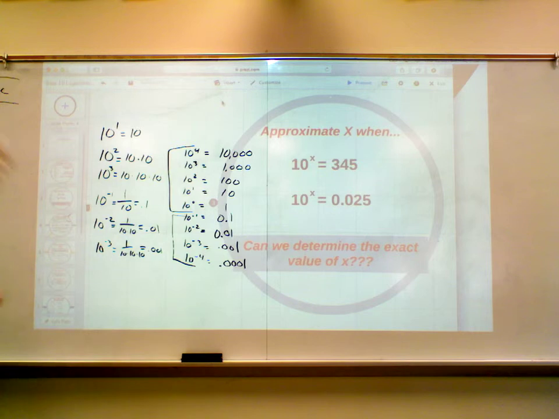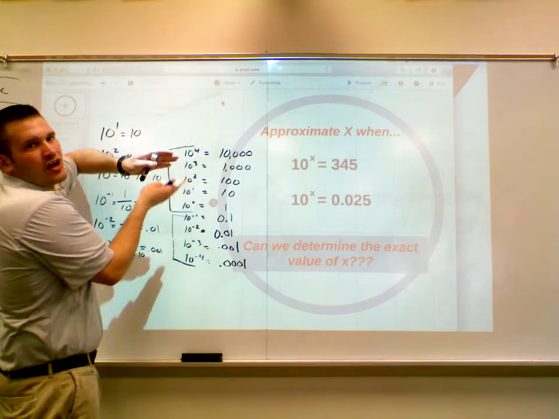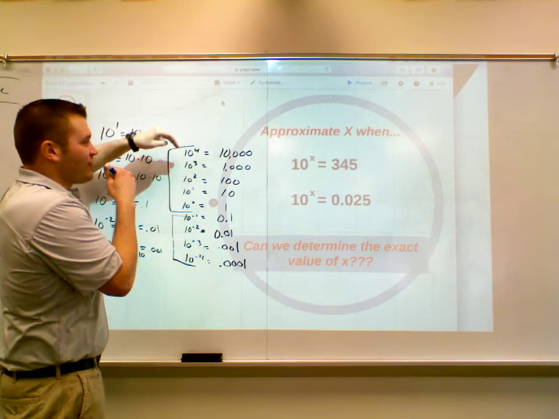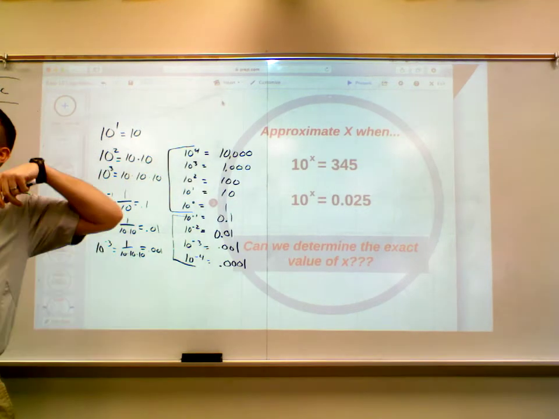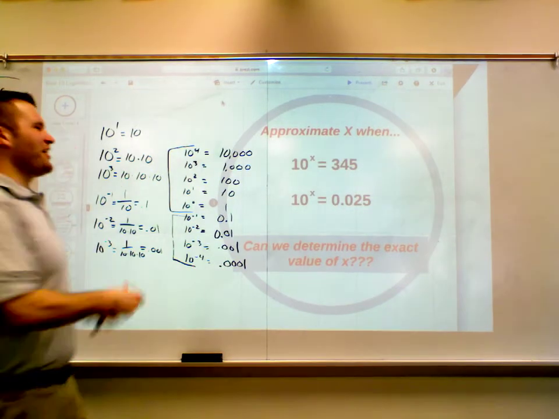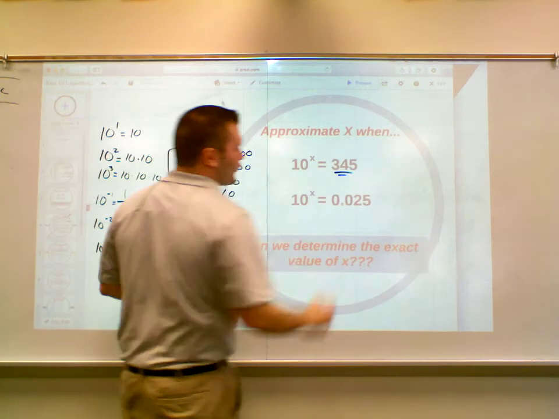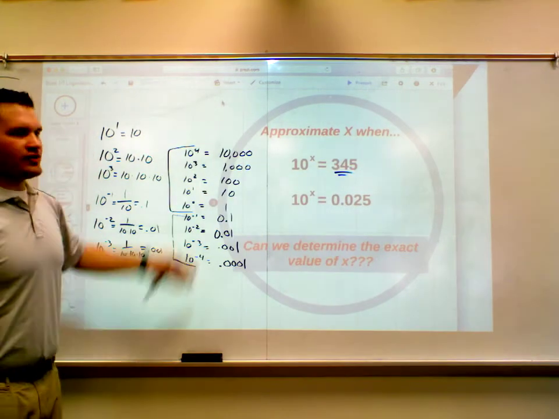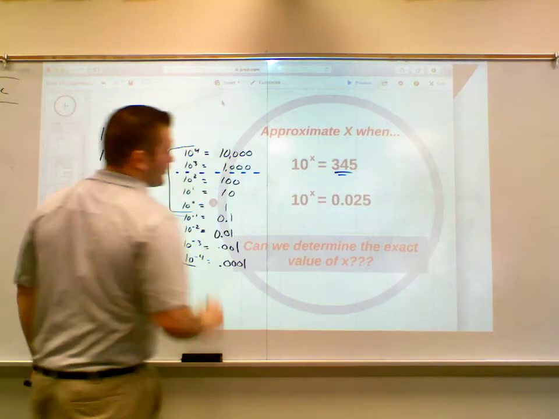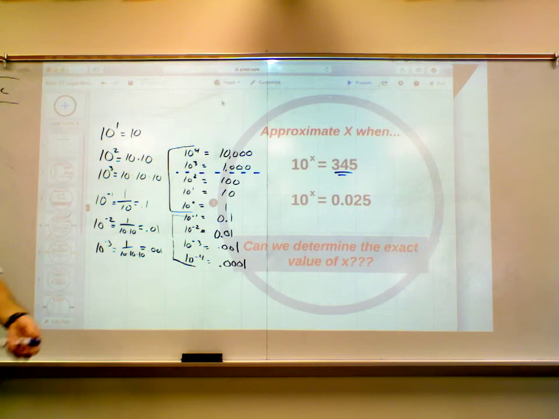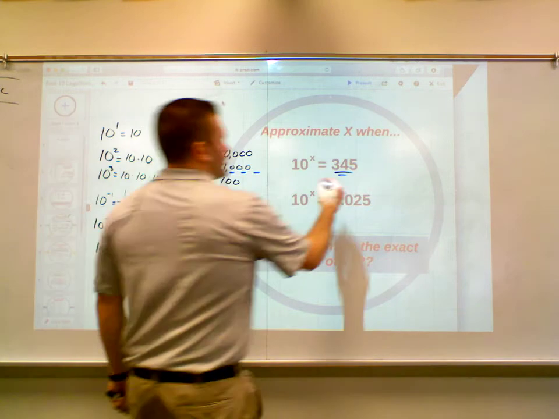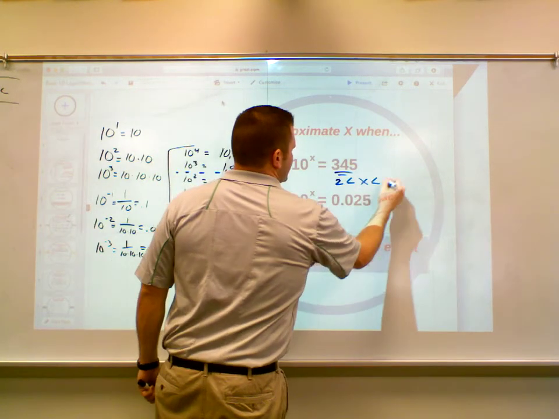I'm just joking. Does anybody know where we should start? What number should we start with? Alvin, you think you know? 2.5? Gabby, why 2.5? Okay, no, you're right. 345 is between which numbers on this chart? 100 and 1,000. So 345 is somewhere in there, right? That means our exponent is going to be between which numbers? Between 2 and 3. So 2 is less than x, which is less than 3.